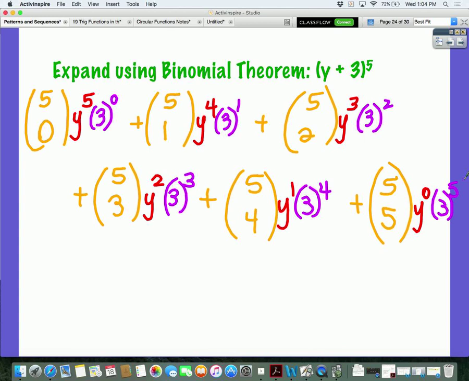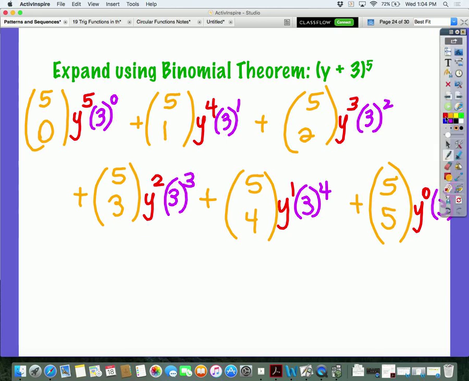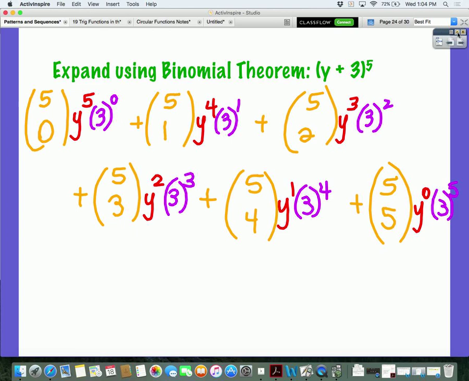And now, let's work it out. So, 5 combination 0 is 1. You have a y to the 5th, and 3 to the 0 power is 1. So there's your first term.